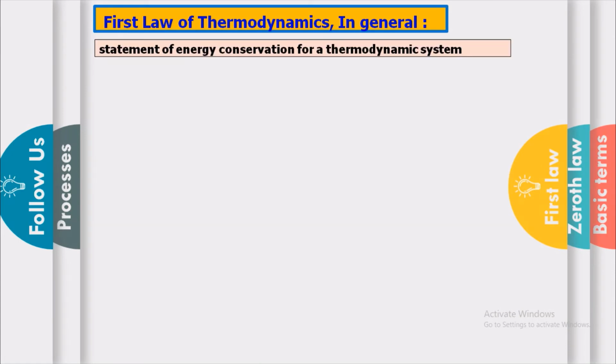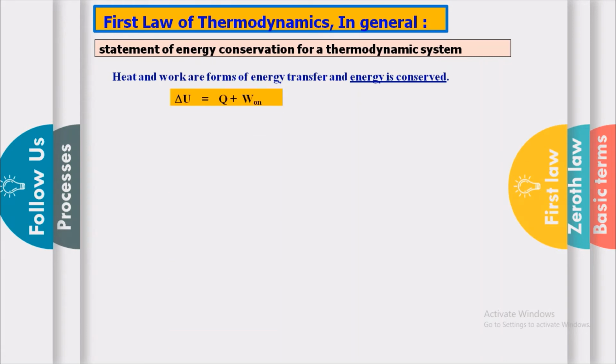In general, the first law of thermodynamics can be considered as a statement of energy conservation for a thermodynamic system. Also, heat and work are forms of energy transfer and energy is conserved. So this can be a statement for the first law, and mathematically we can express it as delta U is equal to Q plus W on.